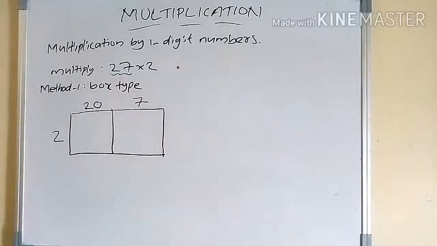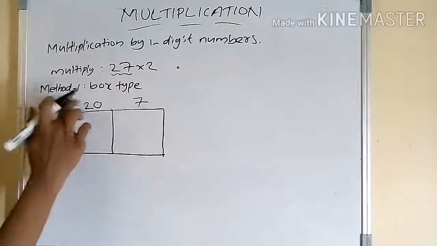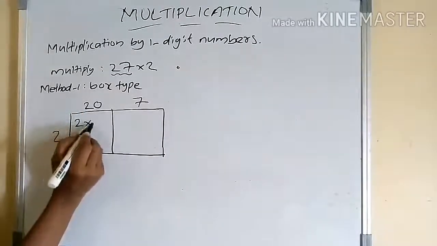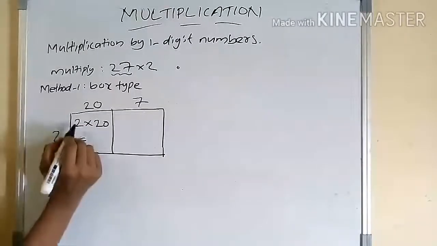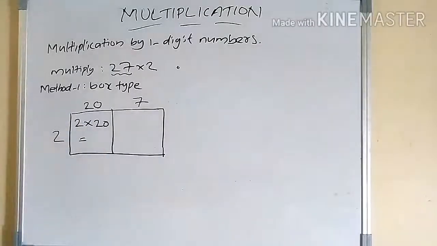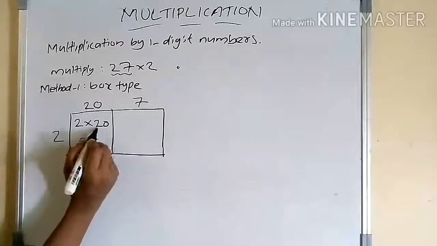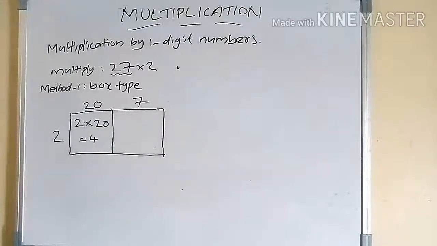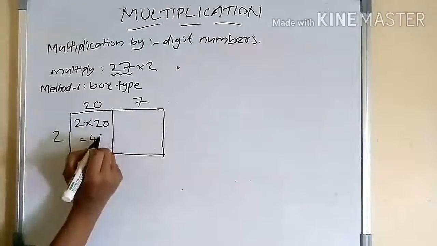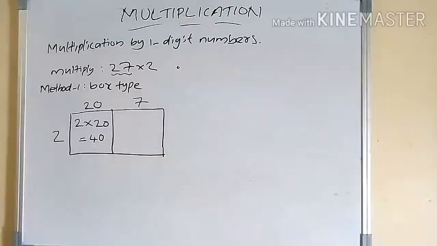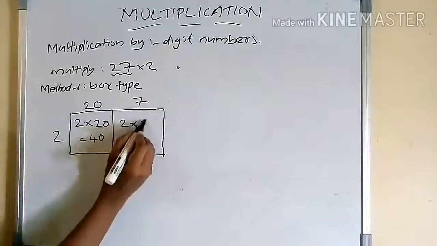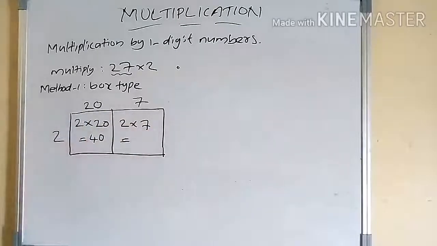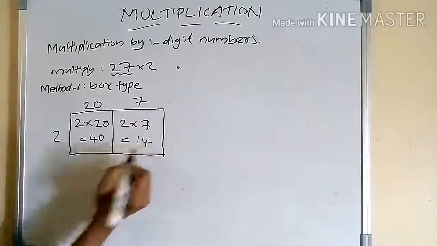Okay. Next, multiply 2 into 20. What is the answer? 2 into 20. First you multiply 2 into 2. What is the answer? 2 into 2? 4. In 20, how many zeros are there? 1. So, put that 0 here. So, what is the answer? 2 into 20? 40. Next, we multiply this 2 into 7. Okay, 2 into 7. What is the answer? 2 into 7 is 14.